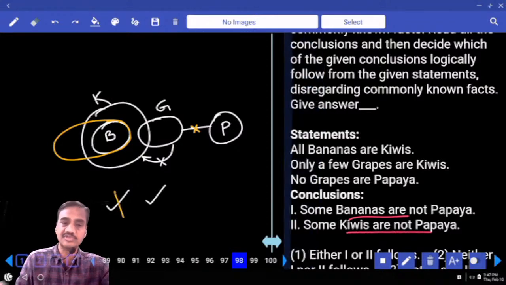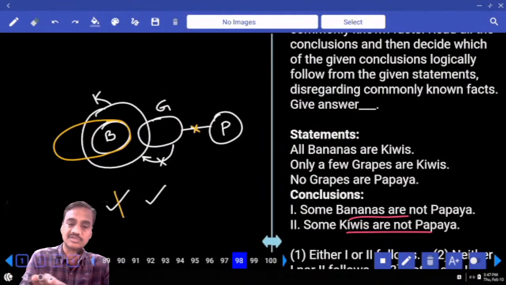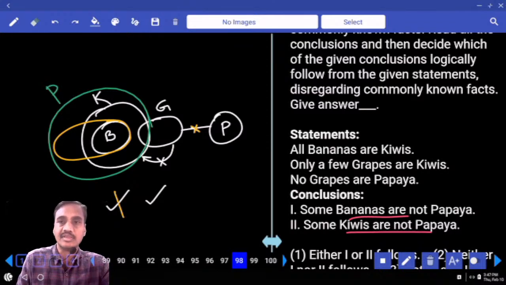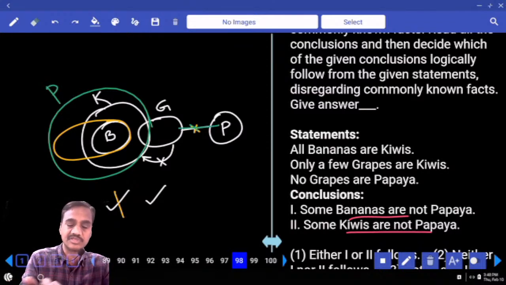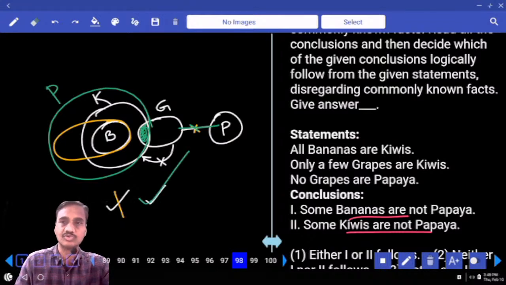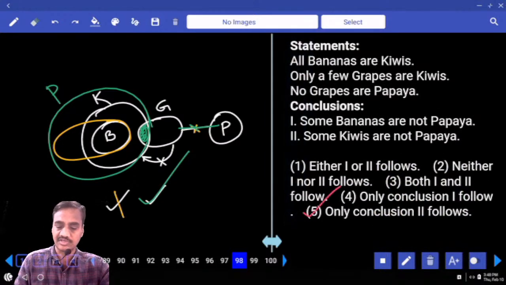Then next one, some kiwis are not papayas. It is false, all kiwis are papayas in the alternate diagram. This entire kiwi must be part of papaya. No papaya is a grape will become false because some papayas are grapes will always be true. Alternate diagram cannot be drawn, this will be true forever. And what is your answer? Only two follows. Only two, that is given in choice by question number 98.